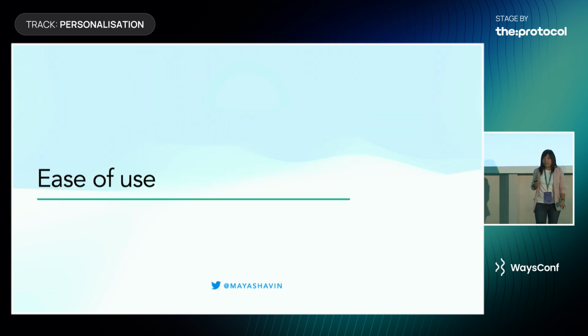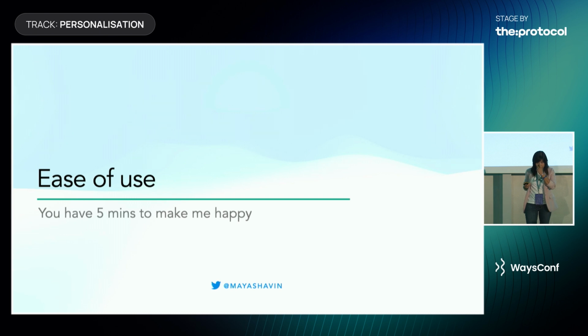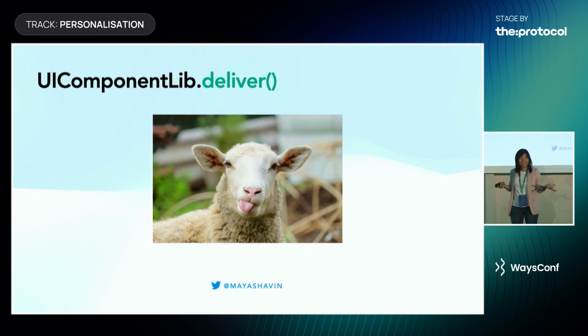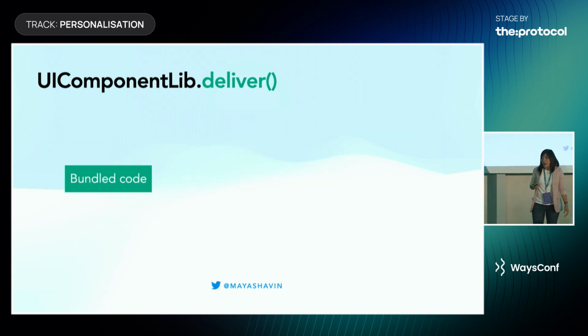The last aspect is ease of use. So basically, you have 3 minutes to make everyone happy. The first aspect of ease of use that makes people happy is how you deliver it. So for us, we just ship it like a sheep. But no, just joking.